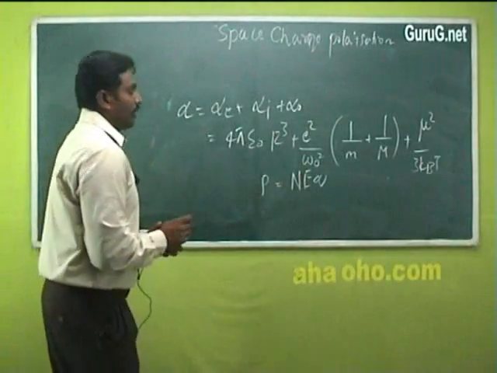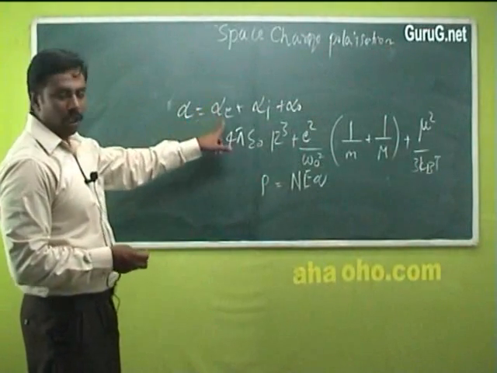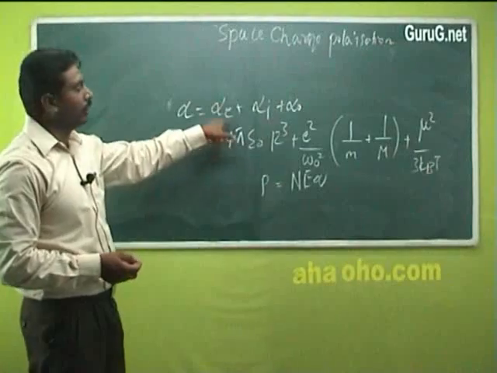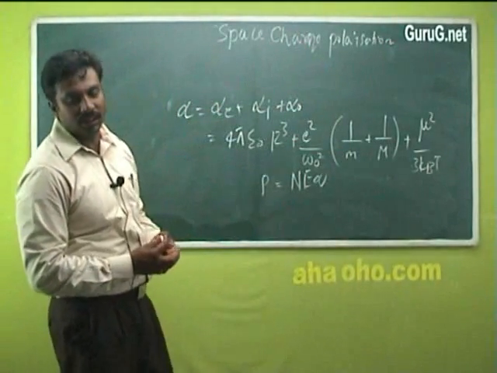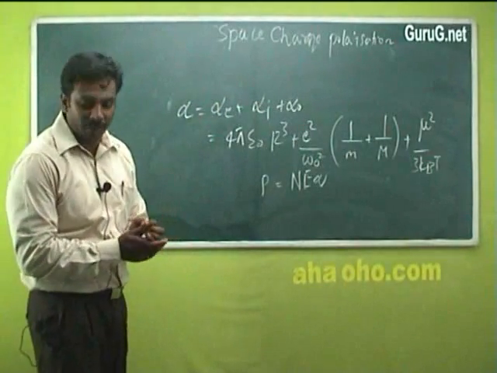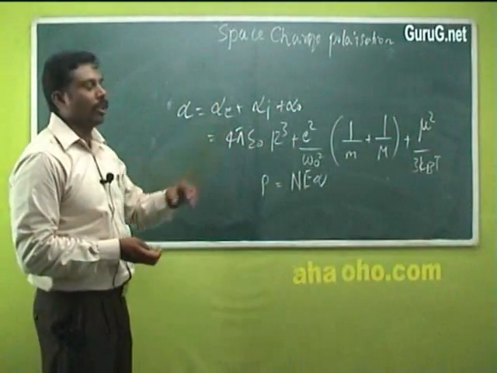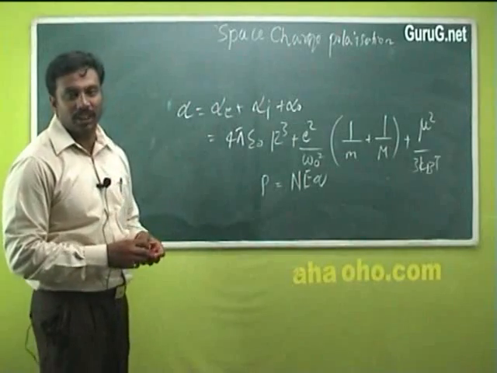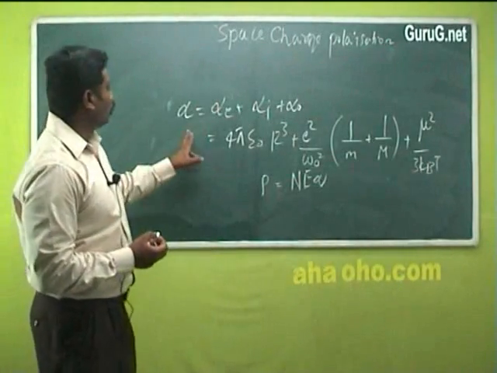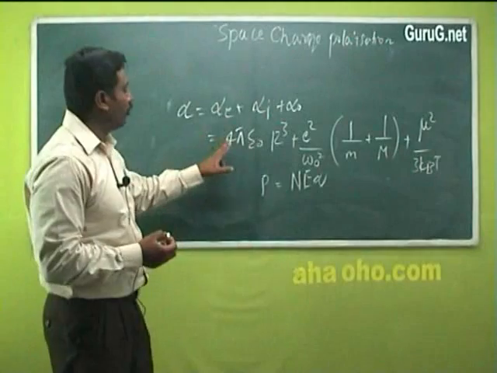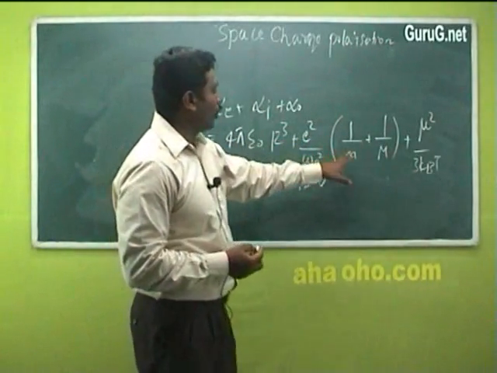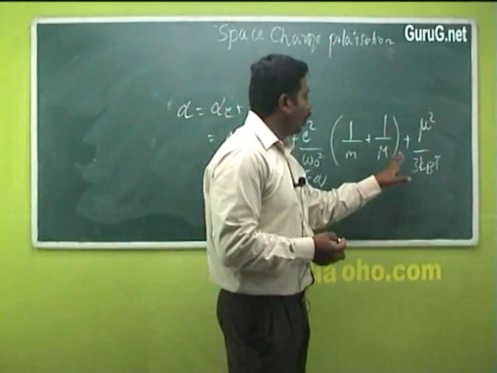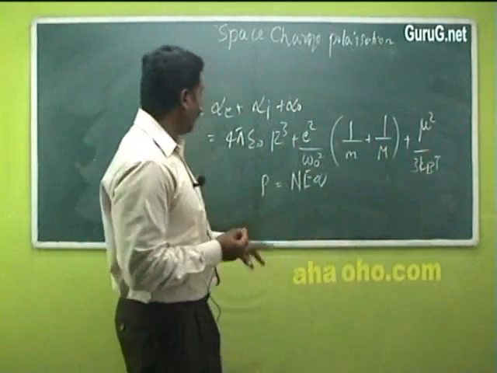Therefore the total polarization is the combination of electronic polarization plus ionic polarization plus orientation polarization plus space charge polarization. Since the space charge polarization is very minimum compared to that of electronic, ionic and orientation polarization, it can be neglected. So the total polarizability is 4 pi epsilon naught R cubed plus e square divided by omega naught square into 1 by m plus 1 by M, plus mu square divided by 3 k B T.